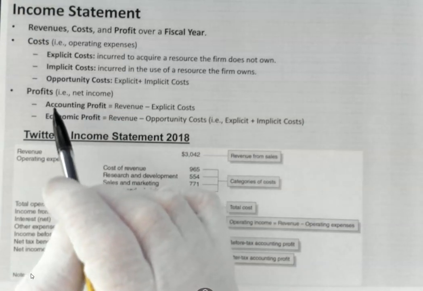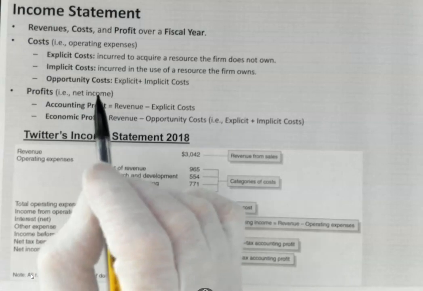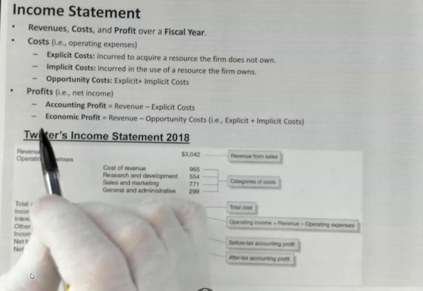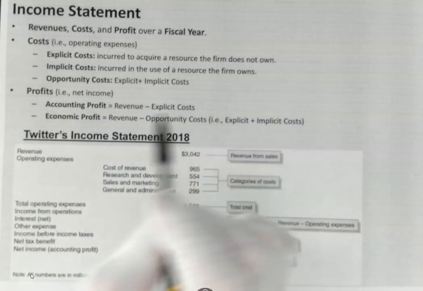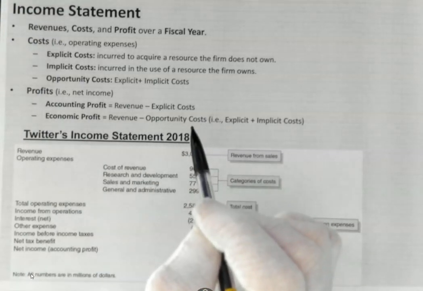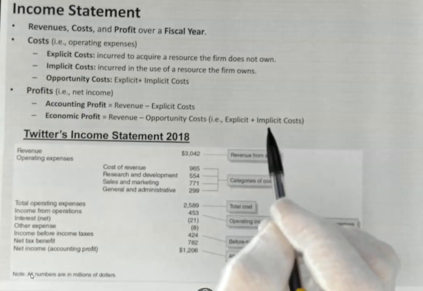Profits are the difference between revenue and costs. And for accountants, this is sometimes called net income. So you usually see this term on accounting statements. An accounting profit takes revenue and subtracts explicit costs. An economic profit takes revenue and subtracts opportunity costs, meaning it takes revenue and backs out both explicit and implicit.